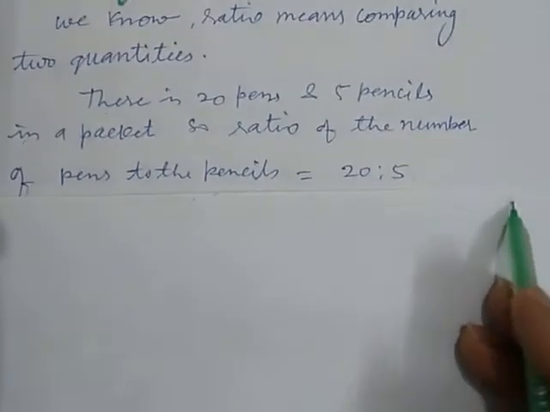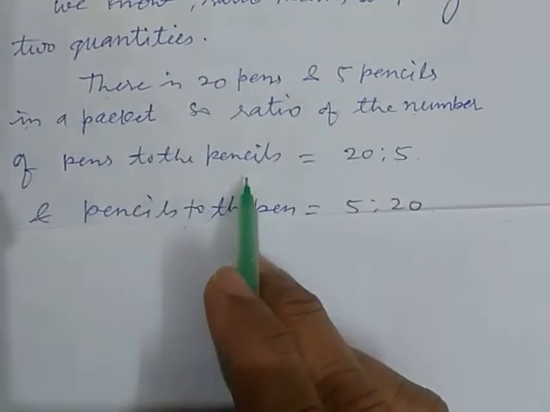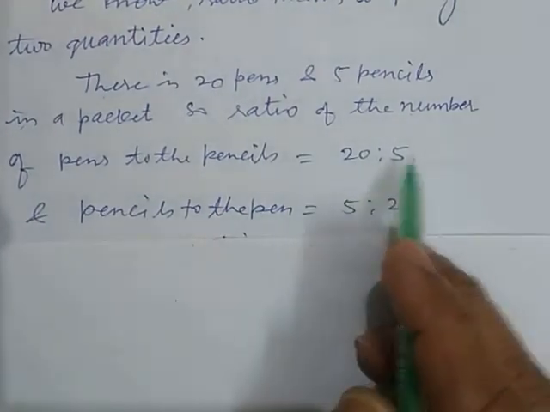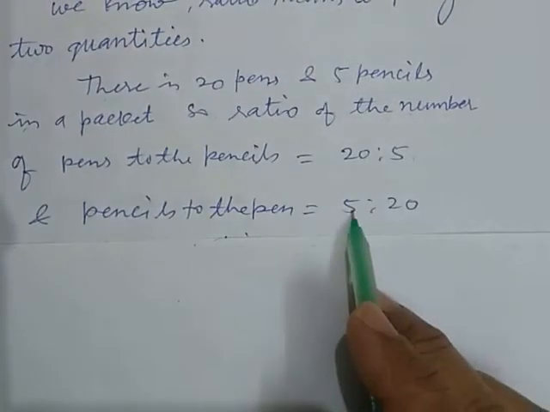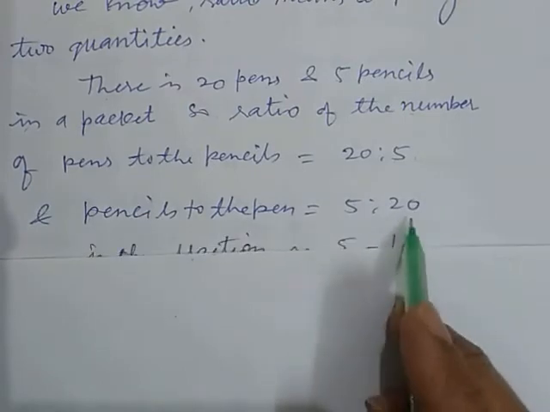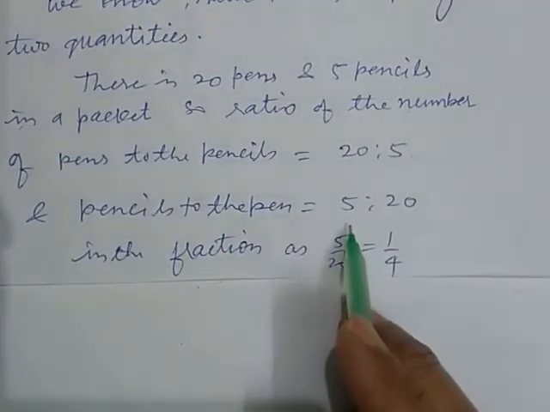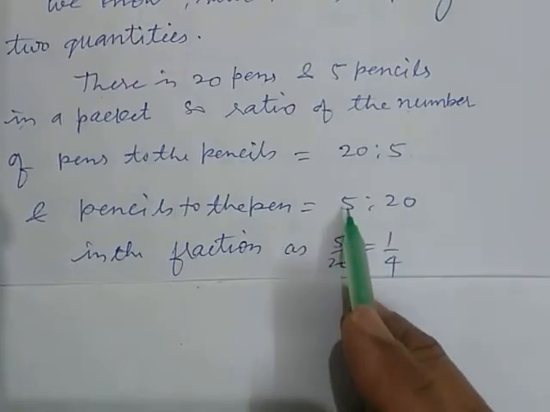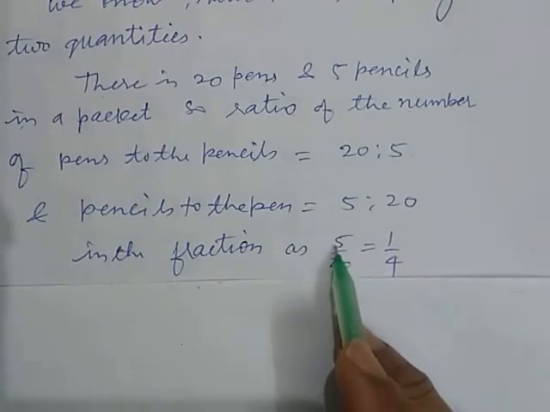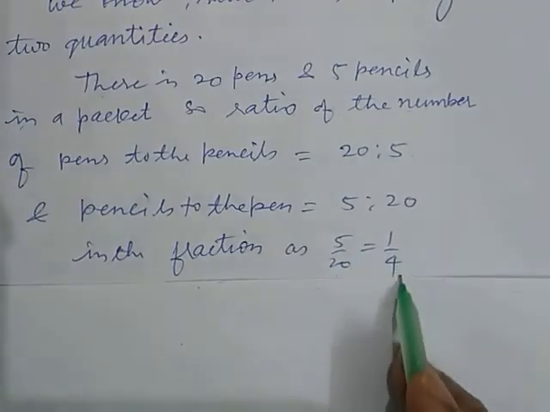Okay. But if we want to take the ratio of pencils to pens, then first we take the number of pencils, 5, and then pens, 20. So the ratio is 5:20. This way we express the ratio. In fraction form, this becomes 5/20. By simplifying this, 5 ones are 5, 5 fours are 20, so this becomes 1/4. Okay.